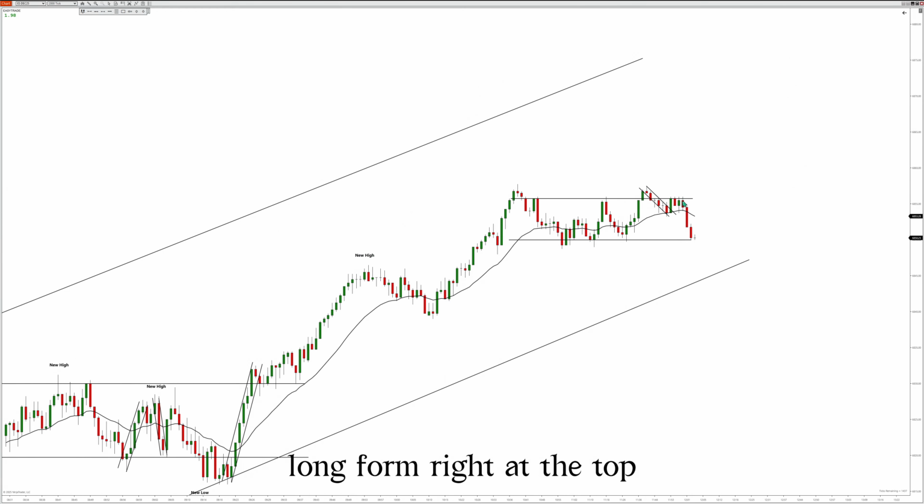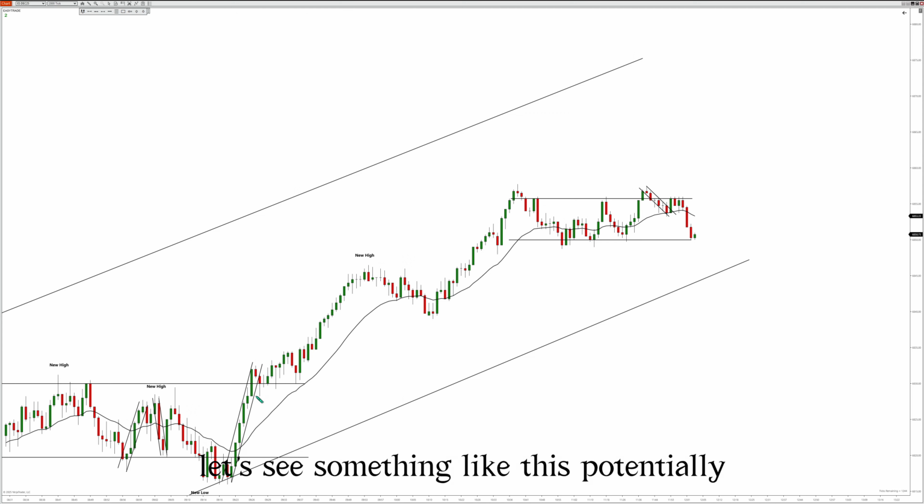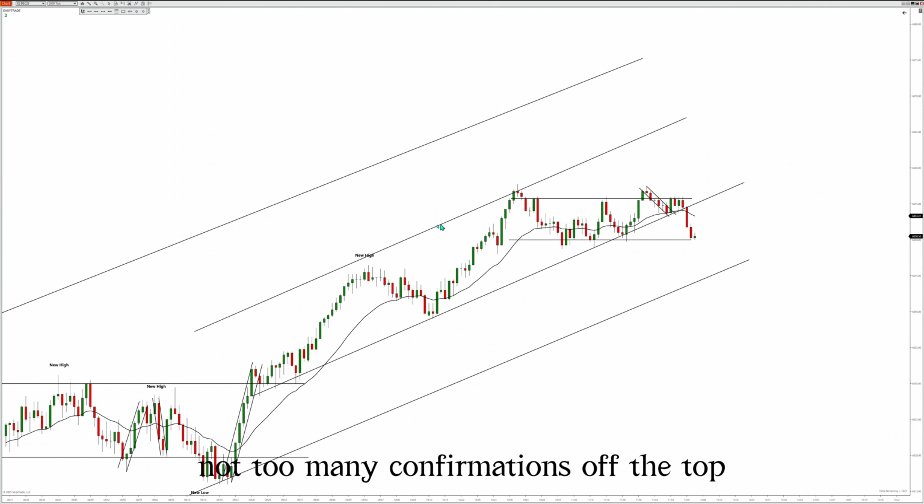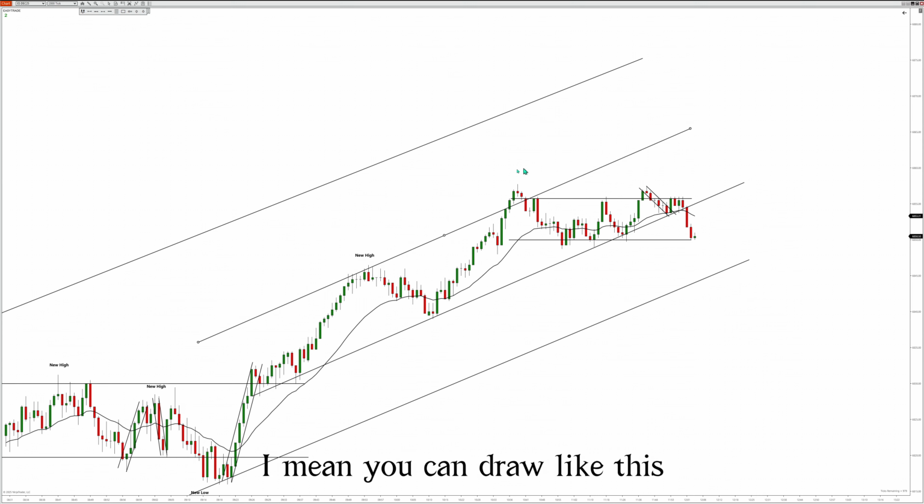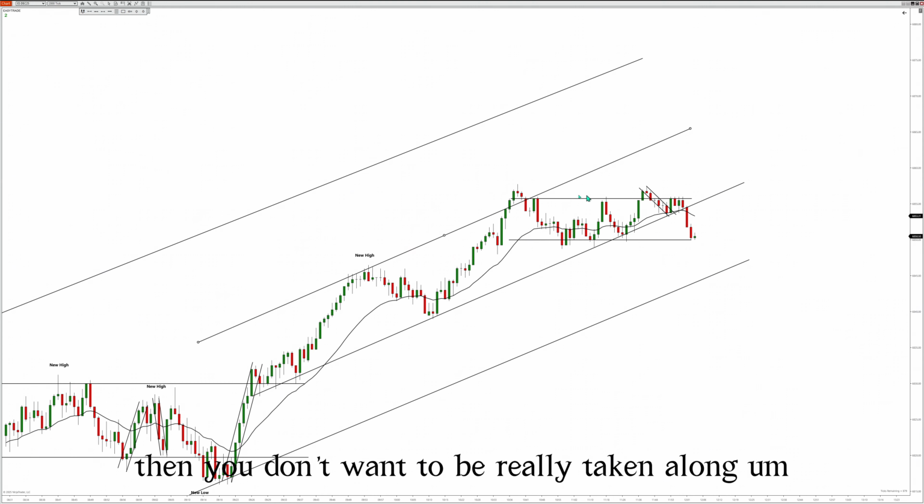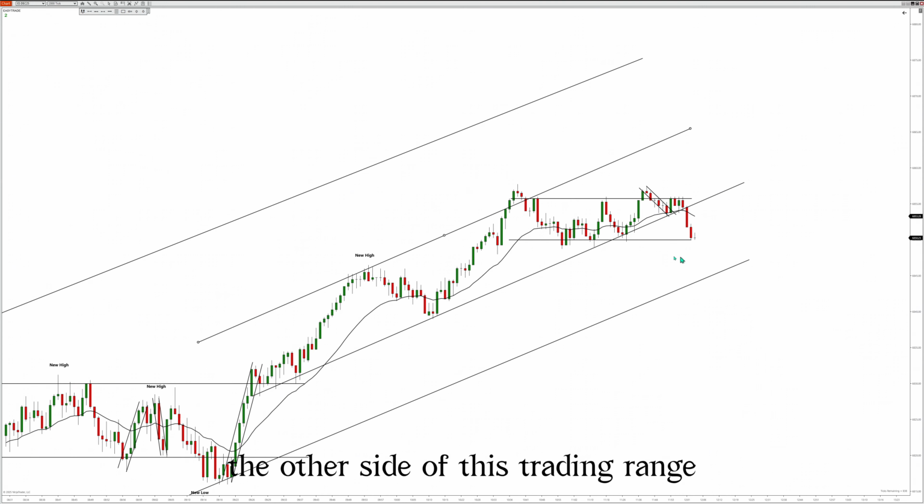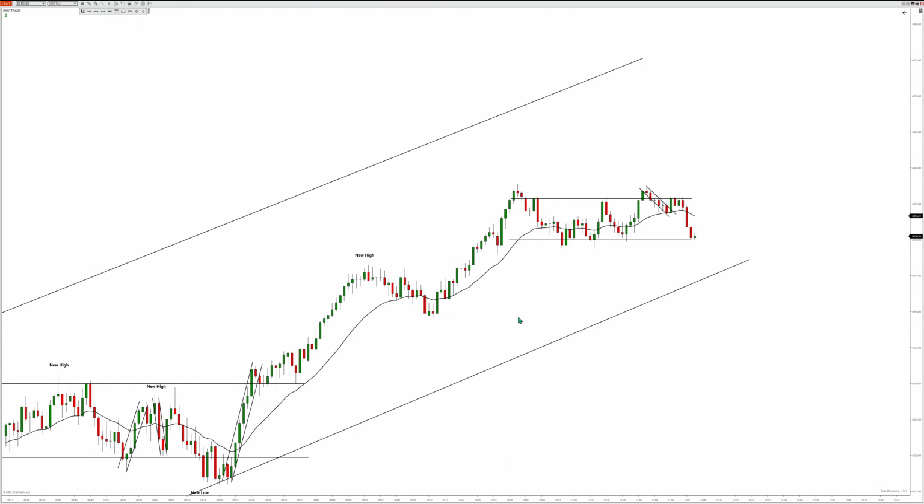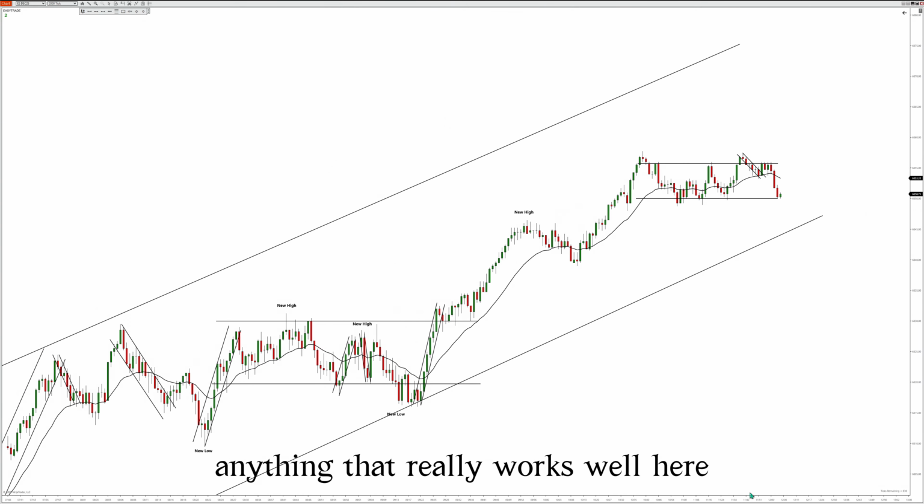You can see that second entry long formed right at the top. It is above EMA. And there's a chance for, let's see, something like this potentially. As you can see, there's not too many confirmations off of the top. I mean, you can draw it like this and there's a potential overshoot. And if there's overshoot here, then you don't want to be really taking a long until it breaks out the other side of this trading range or this channel. And if you draw it wider, there's a lot of empty room at the top. Not a huge fan of it. It's really hard to find anything that really works well here.